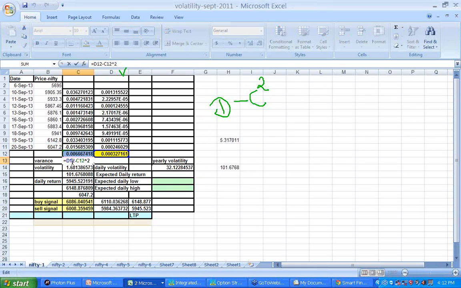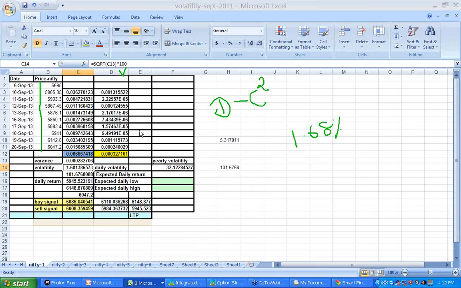Once we have the variance, what do we have to do? We have to take the square root of this variance, and we want the volatility to show in percentage terms, so we need to multiply it by 100. So what has it given? Up to this point it is volatility. It says, from the past 10 trading days data investigation, the volatility of Nifty future is 1.68%.